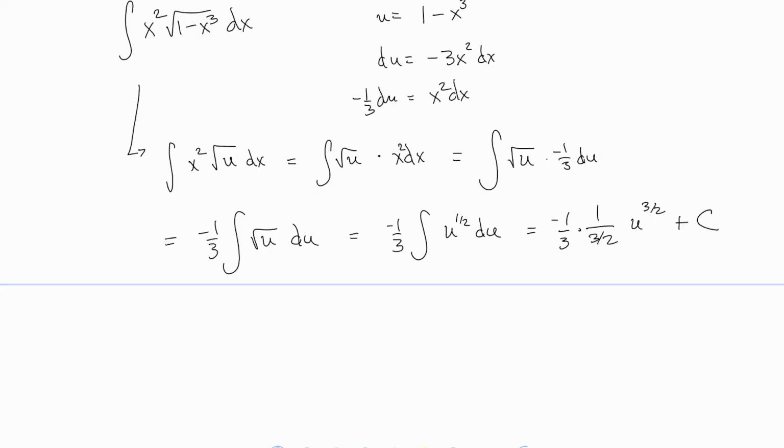And then the very last step, as always, replace x where the u is. So my final answer is negative 1/3, maybe I'll write 2/3 here. And then instead of u, I put (1 minus x cubed) to the 3/2. There you go.